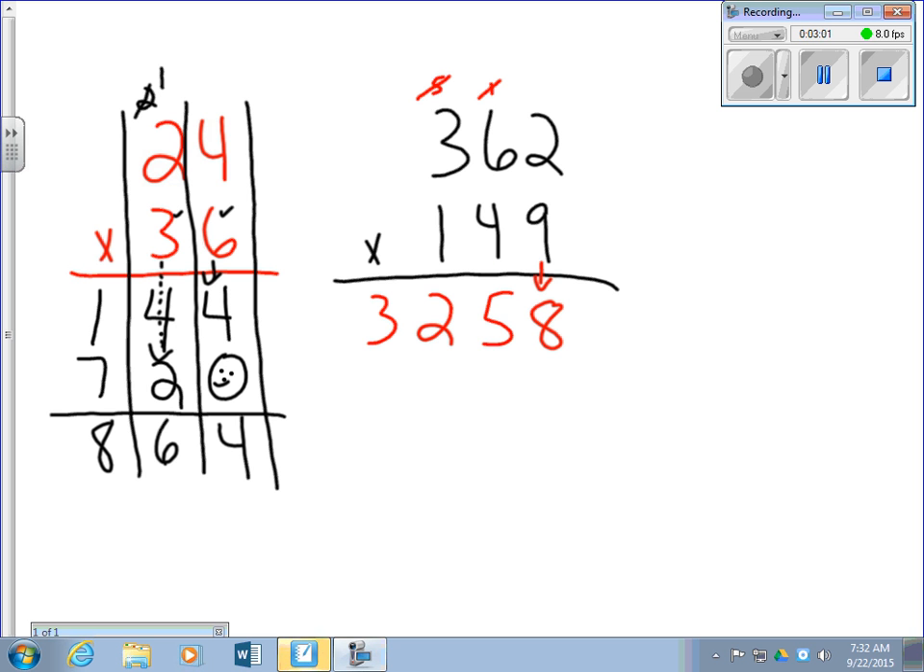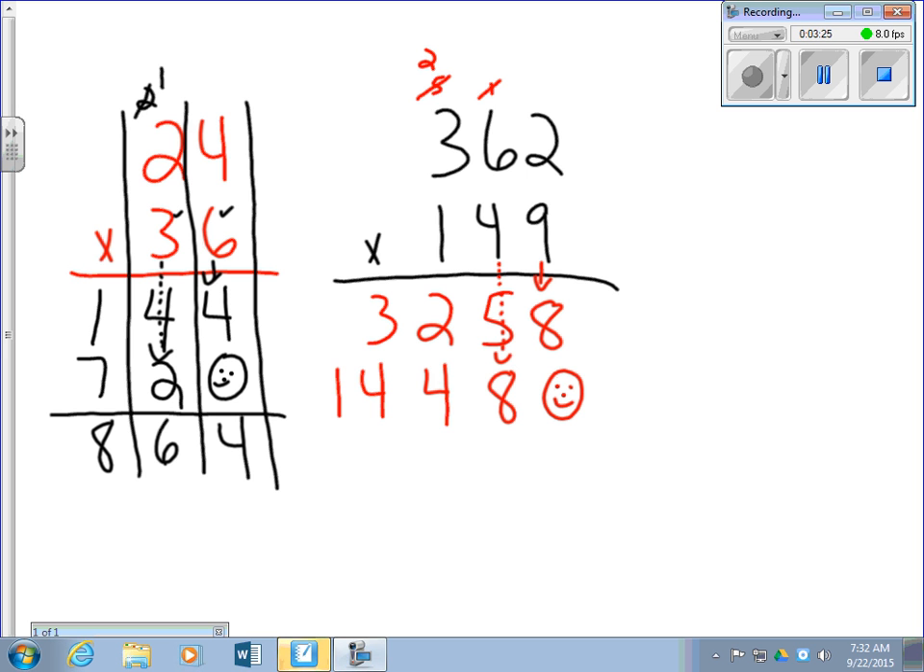Now I'm going to multiply by the 4 tens, and my first answer goes right under the 4 there. 4 times 2 is 8. Put my 8. 4 times 6 is 24. Put down my 4, carry my 2. 4 times 3 is 12. Plus 2 is 14. I put my place value 0 right there just to keep everything nice and neat.